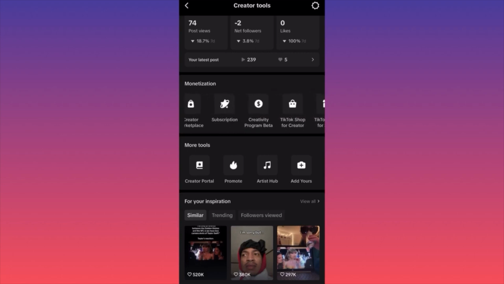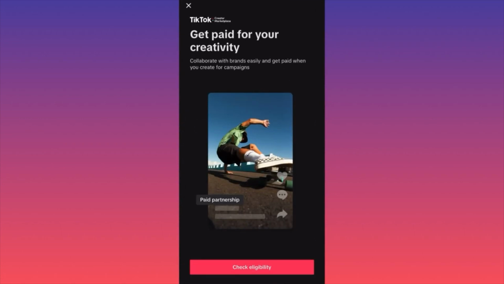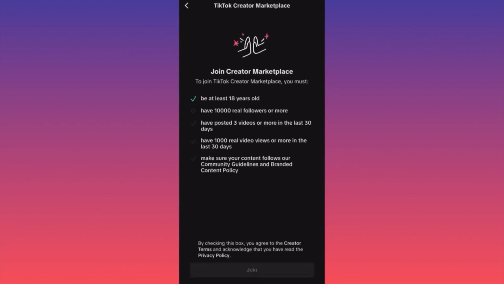Let's start with the first option, which is creator marketplace. Essentially over here, guys, you are taking part and you're getting paid for what? For creativity. Essentially, this is where brands, for example, are selling handcrafted items, clothes, whatever. You as a creator get an offer, right? And you're essentially able to make money through all this.